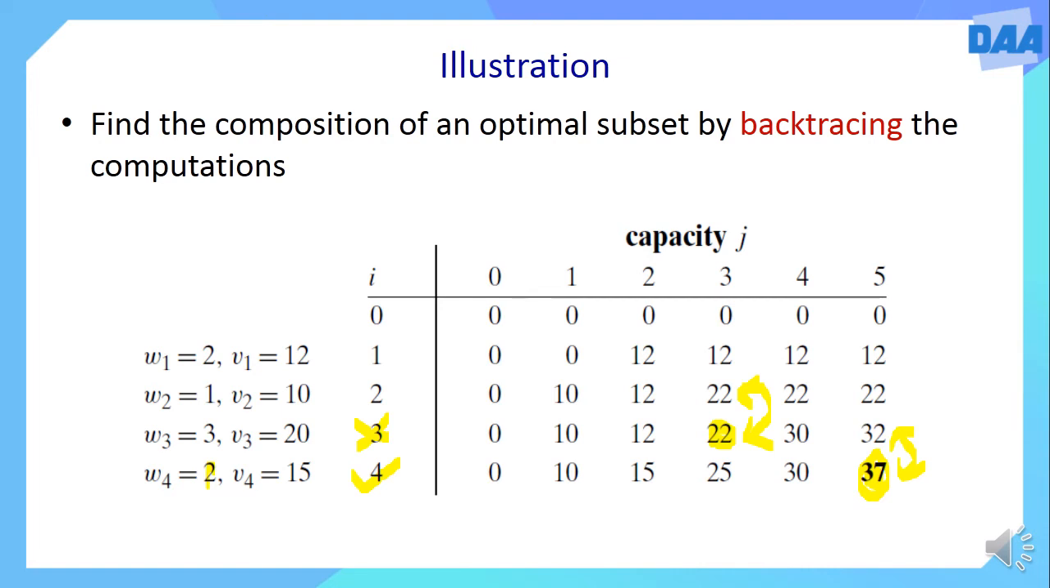Now start from this particular position. Let us see whether the second item is included in the knapsack. Compare it with the previous value, 12 and 22. Yes, there is a difference. That means the second item is part of the knapsack. Suppose you remove that second item from the knapsack, the weight is reduced by 1 and i is reduced by 1.